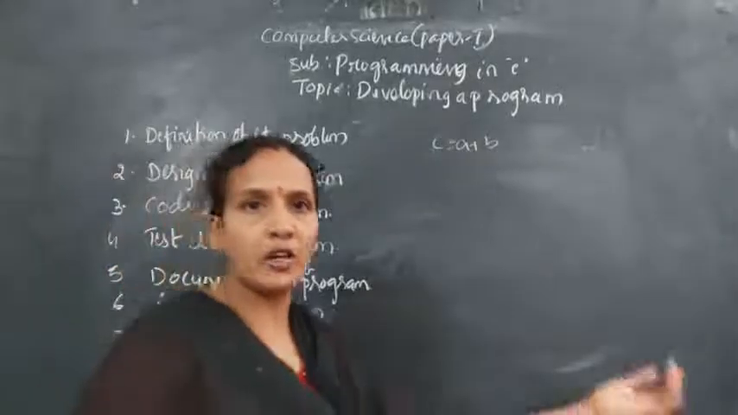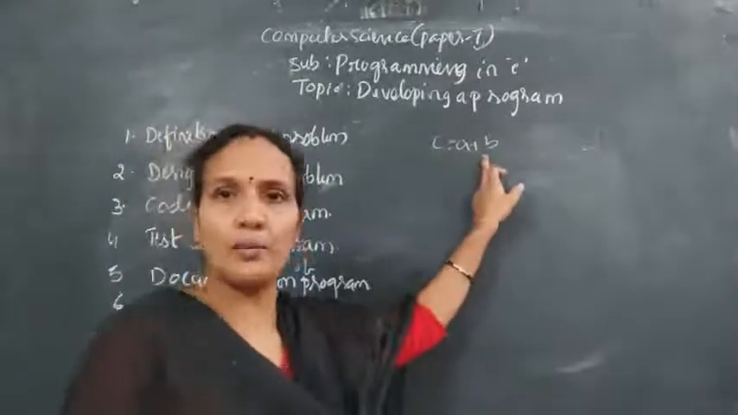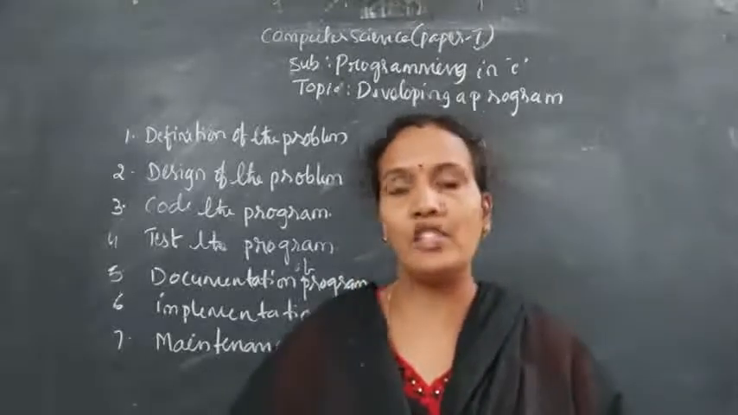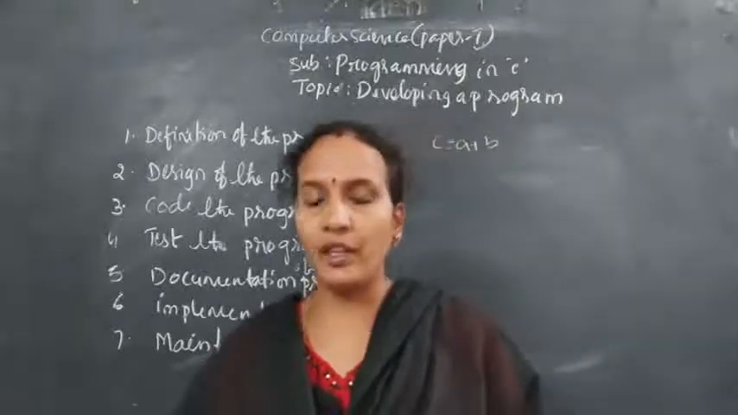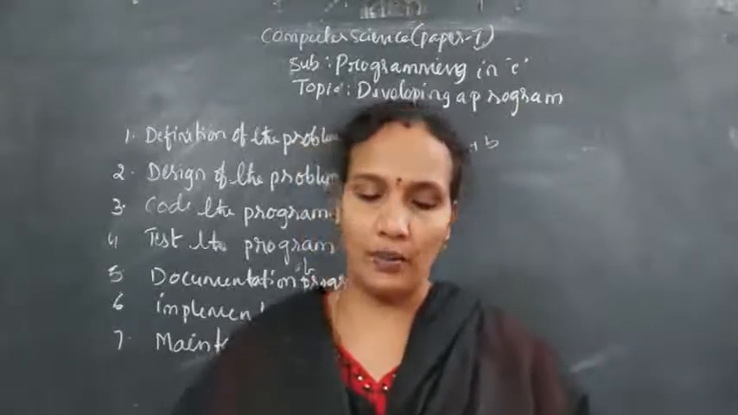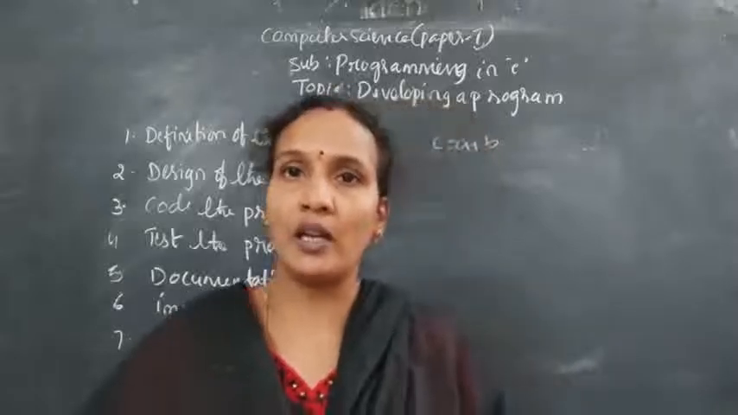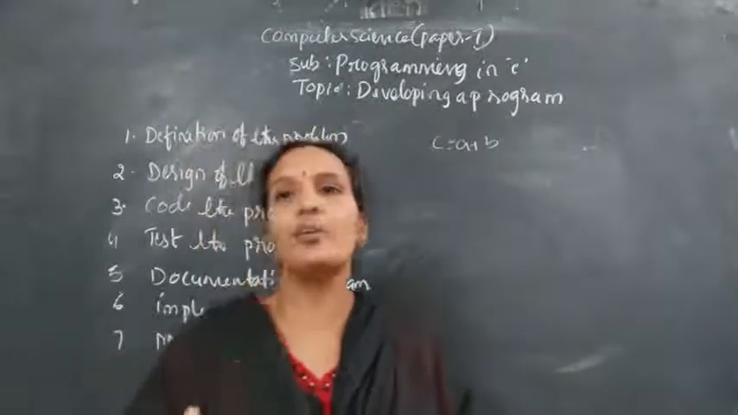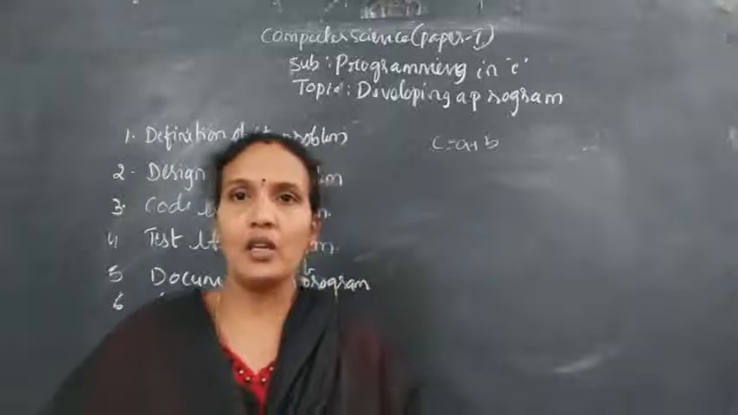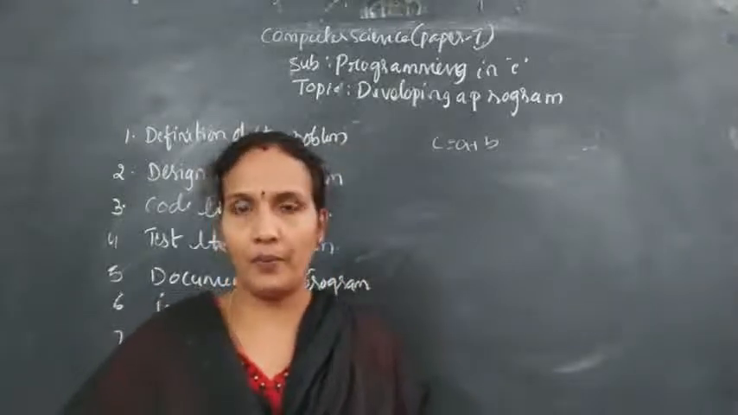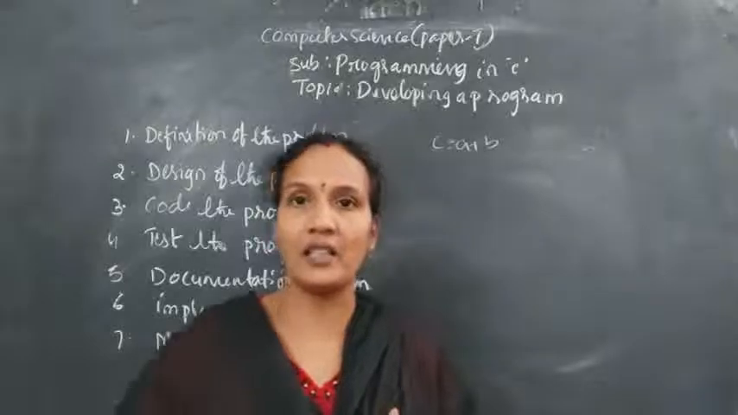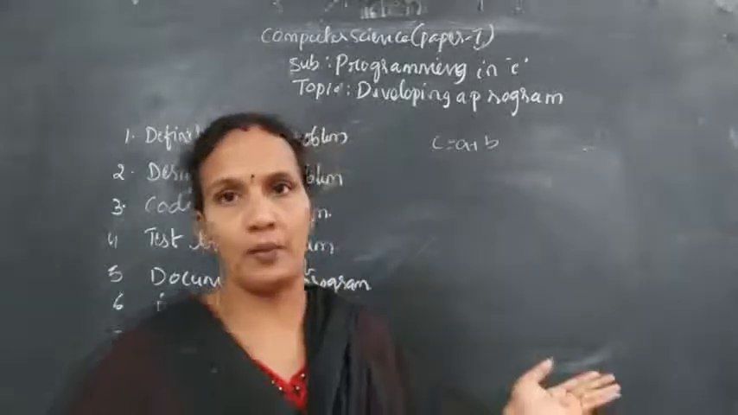What is the expected output here? Sum of 2 numbers. So this is nothing but defining a problem. What is your problem? I want sum of 2 numbers. So while defining a problem, you need to give information about what inputs are available and what type of output you are expecting. That is nothing but defining a problem. Clear? Means for what purpose you are writing a program, that is nothing but defining a problem.